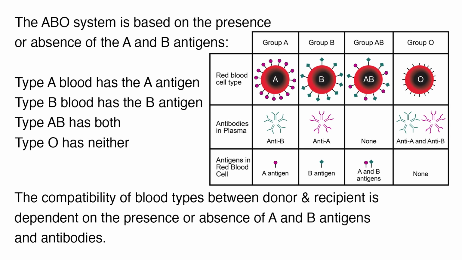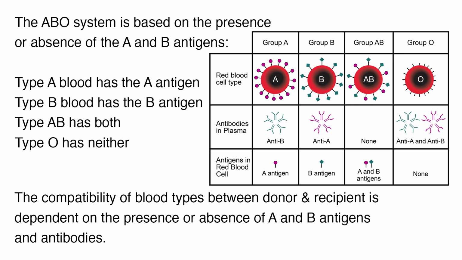When giving a blood transfusion, it is important to know how blood is grouped. The ABO system is based on the presence or absence of the A and B antigens. Type A blood has the A antigen. Type B blood has the B antigen. Type AB has both. Type O has neither.